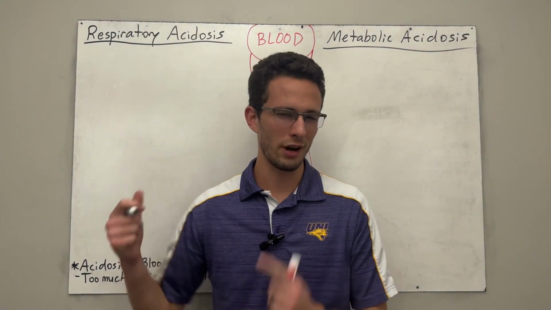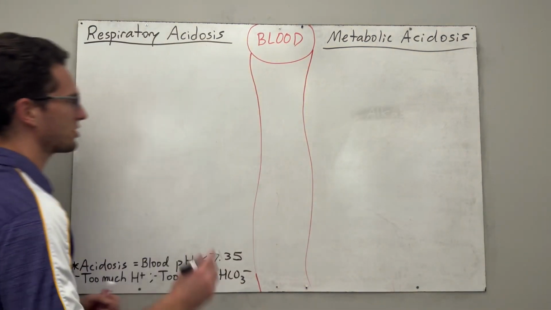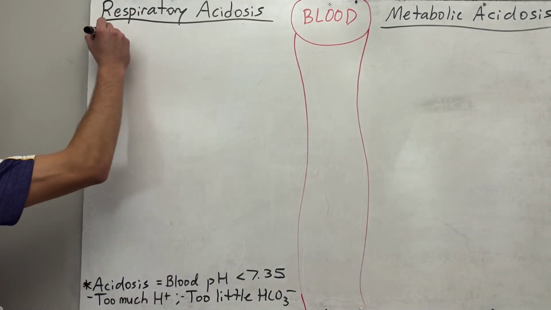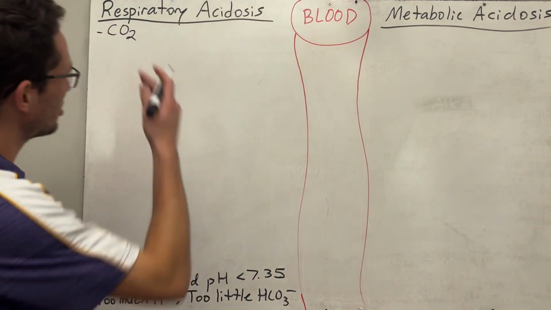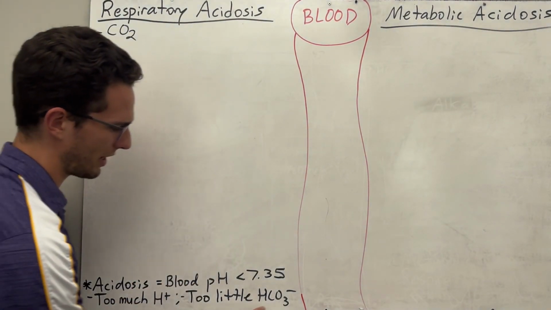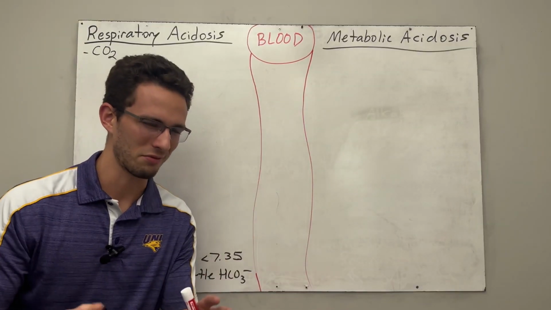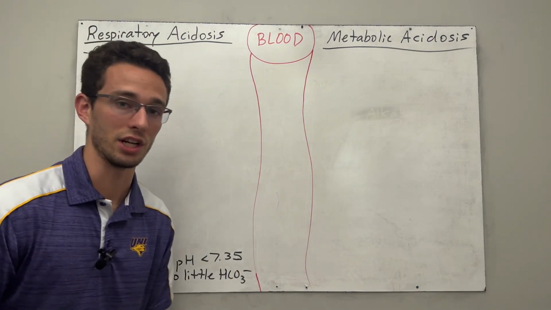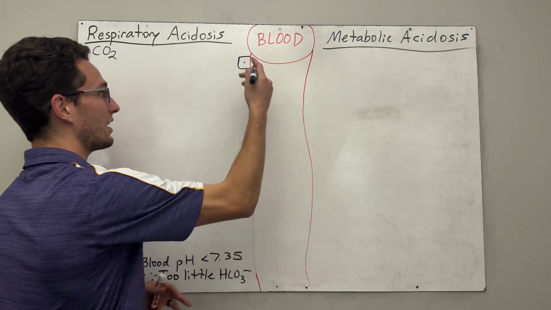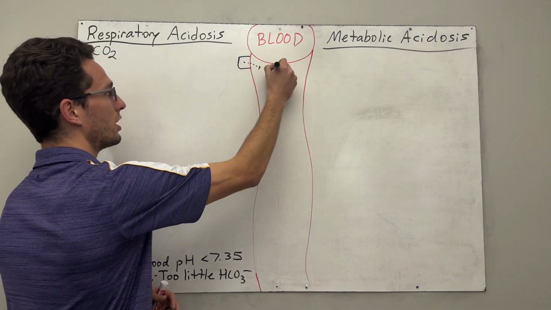So let's get started with respiratory acidosis. Now with respiratory acidosis, we're looking at one main molecule, and that is CO2. Now, why am I saying CO2 when all I've talked about are hydrogen ions and bicarbonate ions? Well, hear me out for a second. CO2 is a byproduct of your cells when they're making energy. So all along your bloodstream, cells are making energy and they will spew out CO2 into the bloodstream.